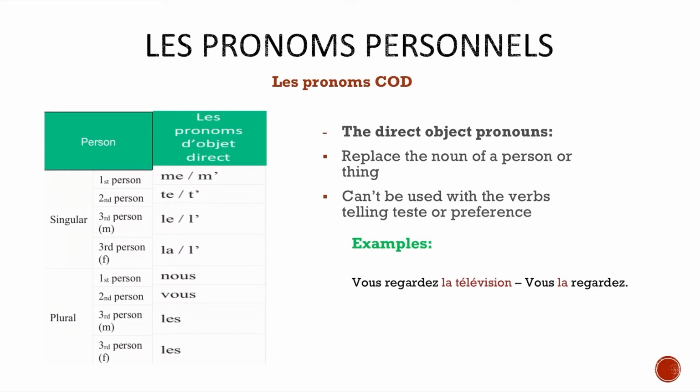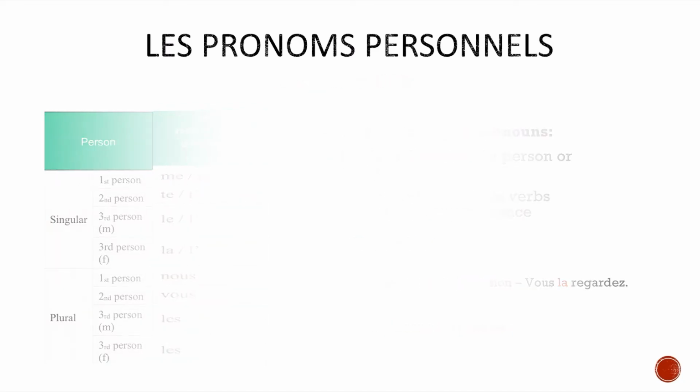Don't forget that we can't use this type of pronouns with the verbs telling taste or preference. Like in this example, j'aime la soupe will be j'aime ça. We can't change la soupe with la. Why? Because the verb here is the verb aimer. It means to like, so always with this sort of verbs, we can't use les pronoms personnels d'objet direct. We change it to ça.